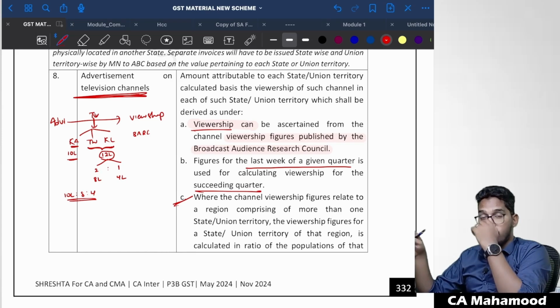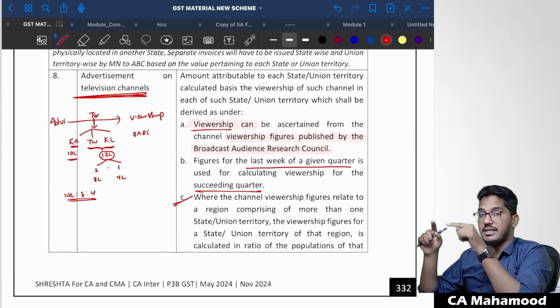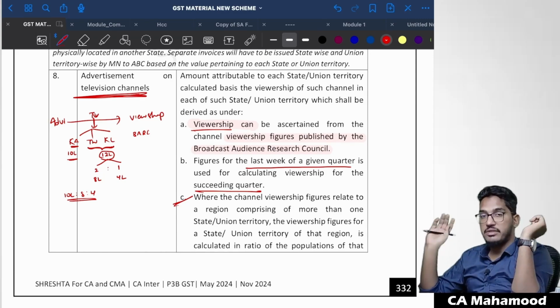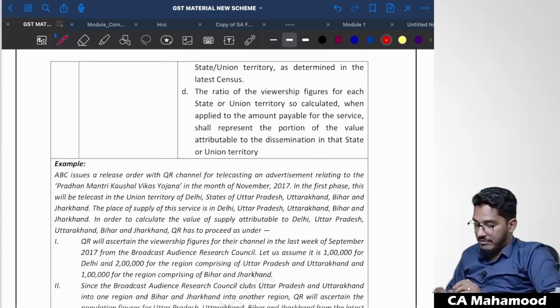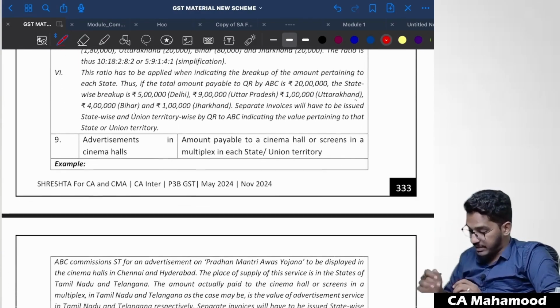In some cases, what will happen is viewership data will be collectively maintained for states. Then we have to divide that on the basis of population ratio, and then we have to use that viewership data for division. So here also we will have one illustration that you can solve. We solved it in the regular class. You can solve it once again from here.